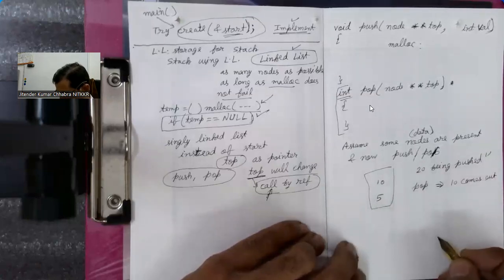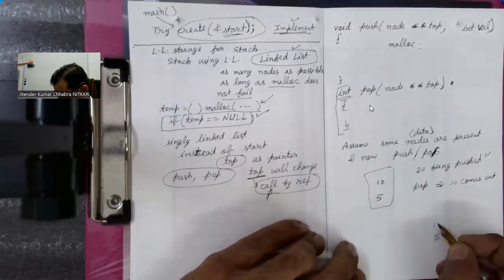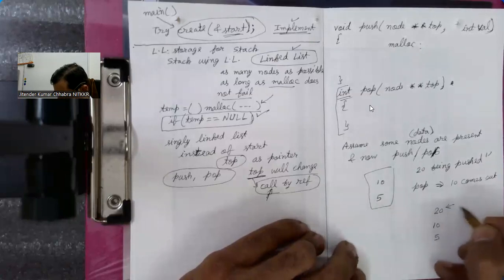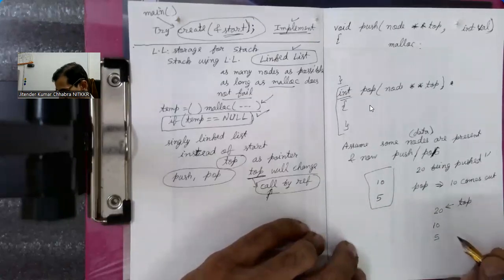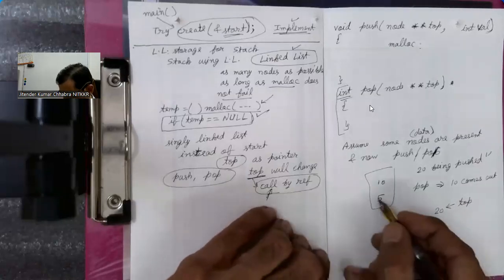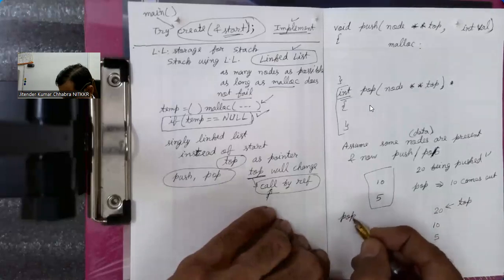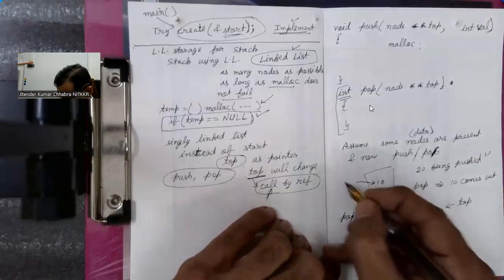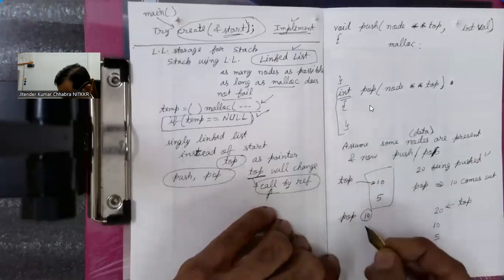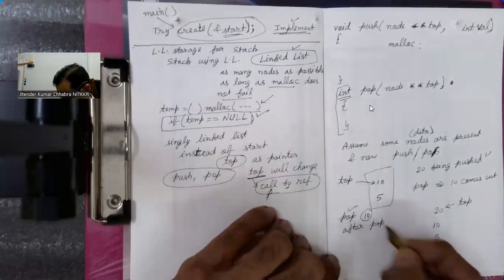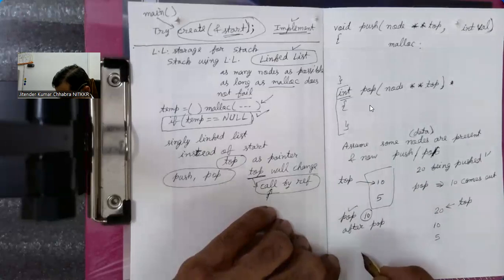What I require: if I already have 5, 10, and 20, the top should also point to 20 now. Probably easy, you can think of that. And if I had 5 and 10 and I am popping now, the popped value will be 10, but at present the top was here. After the pop, the stack will get updated and my top should point to 5.